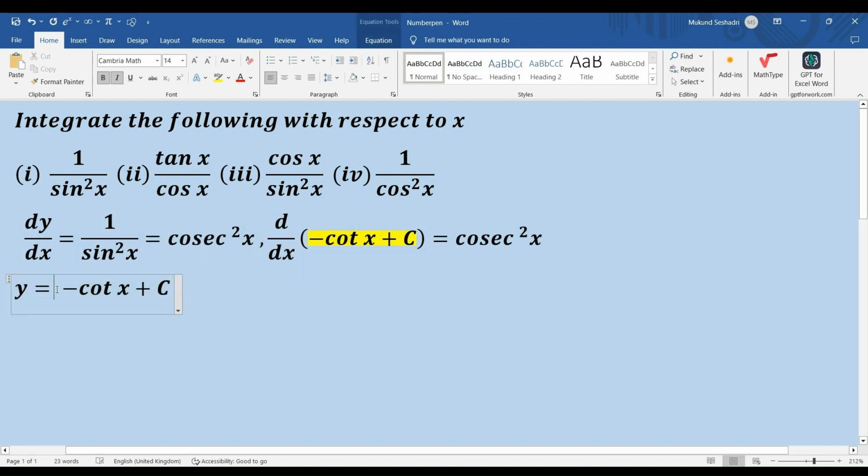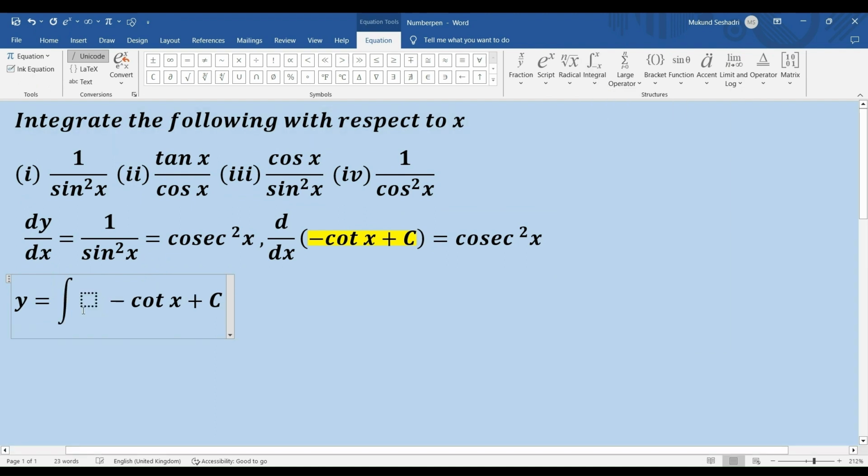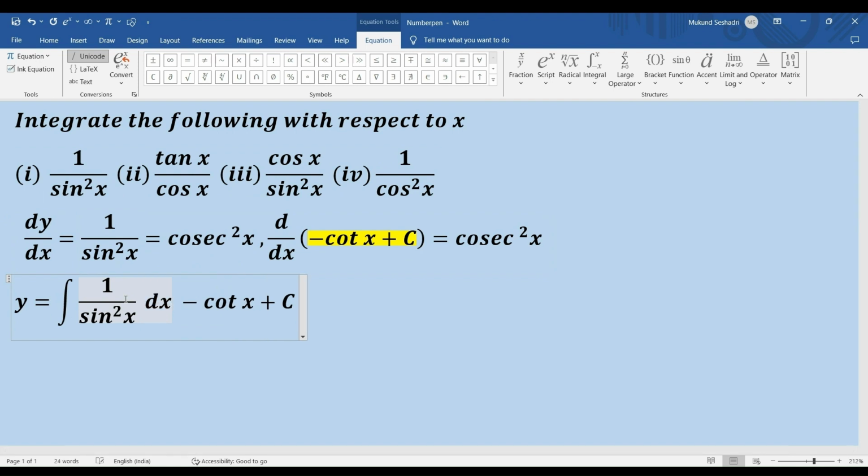And it's always useful to write it using the beautiful integral symbol, and we've been asked to find the integral of 1 by sine square x dx, right? This is how we write the integral equation, right? Just like how you have a dy by dx, your integration of a function with respect to x has been written like this, right? So that's the final answer for our problem 1.